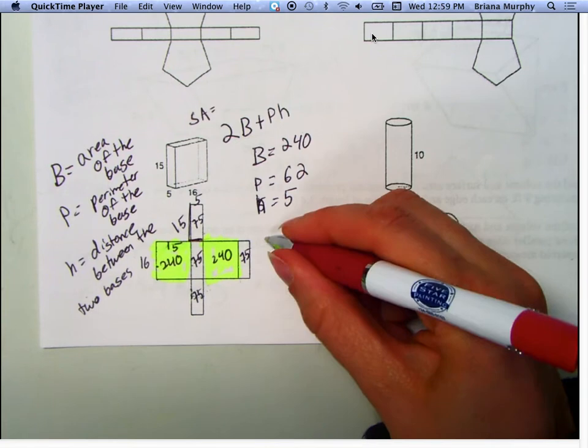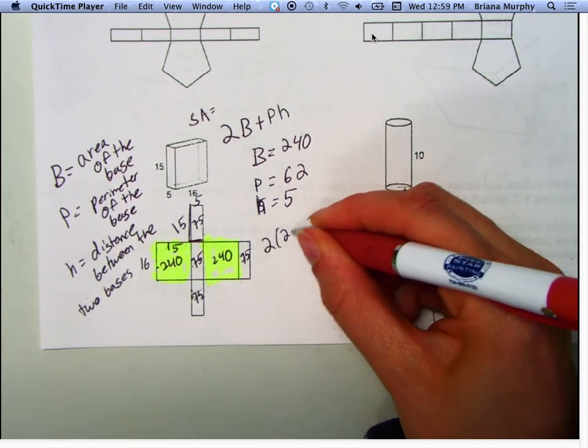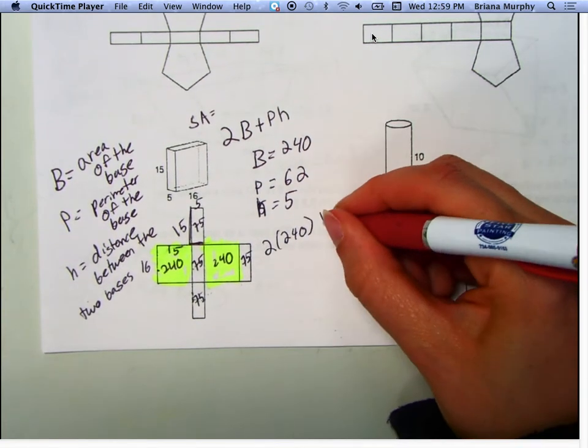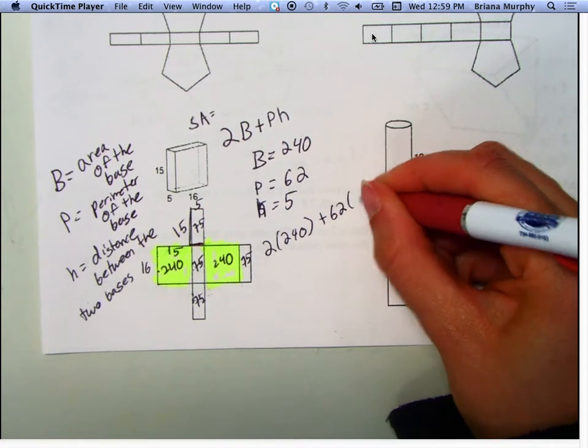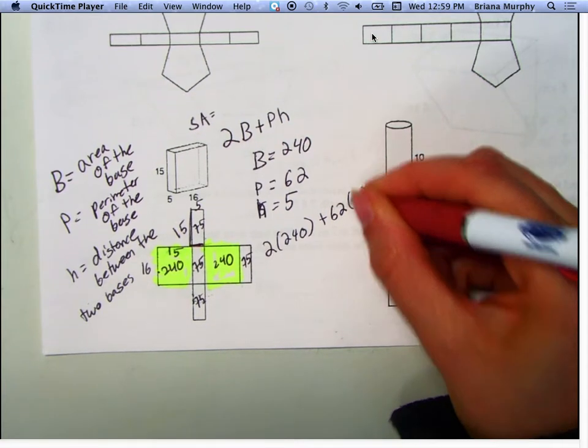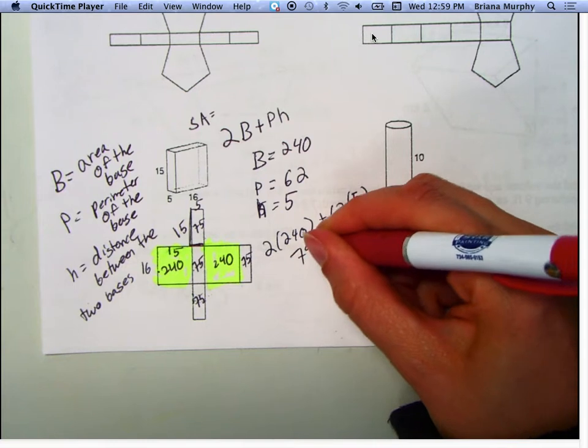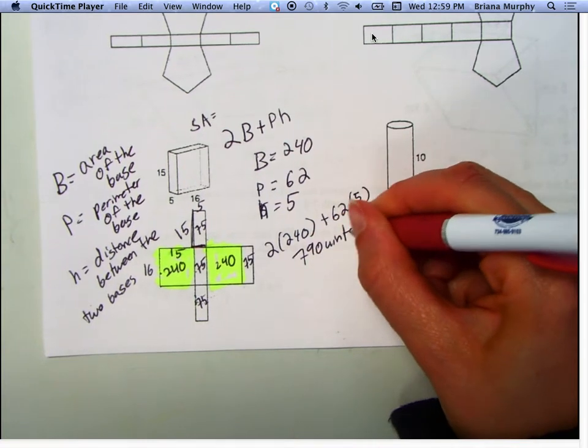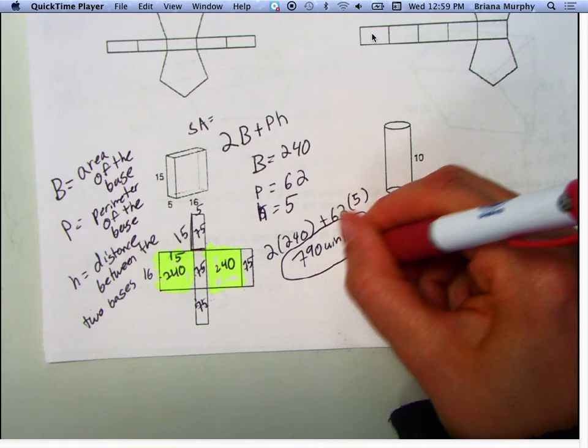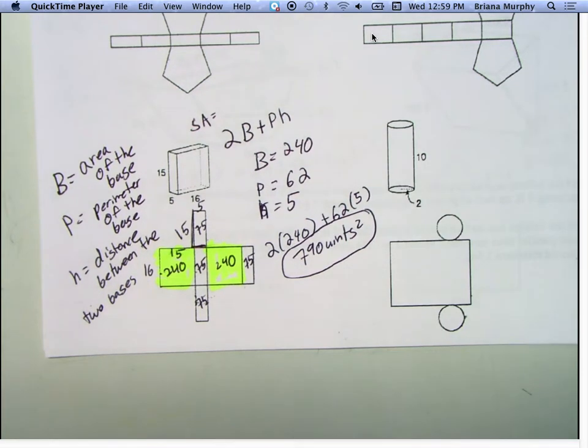Now I plug it in. 2 times the area of the base, 240, plus the perimeter, 62, times the height, 5, gives me 790 units squared. How are you feeling about that?